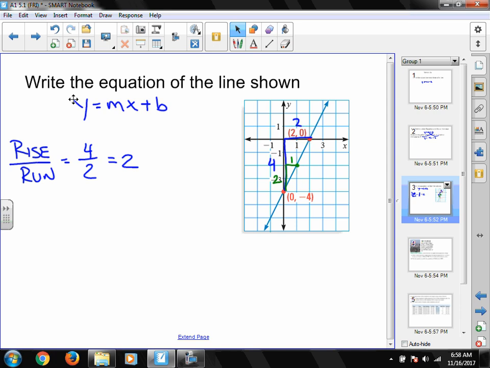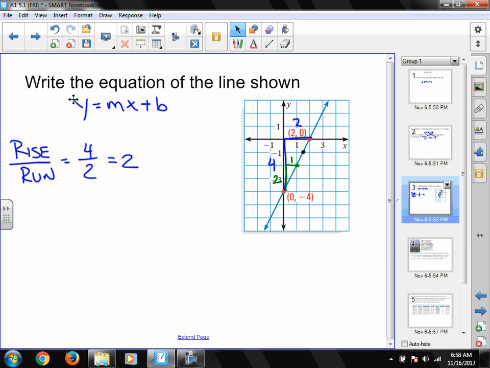My advice is pick points that are easy for you. Don't pick this guy right here where it's 1.5, 1 maybe, probably 1.5. But just try not to have to guess as much as possible. Pick numbers that you know, like 1, -2, or 2, 0.